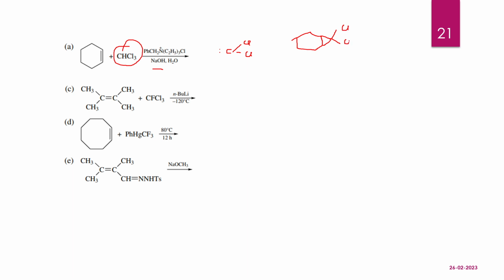Many can ask, what is the role of this reagent? NaOH and chloroform will form this carbene, and water is a solvent. What is the role of this reagent? This is a phase transfer reagent, which is called PTC, phase transferring catalyst. Why PTC? What is the work of a phase transferring catalyst?